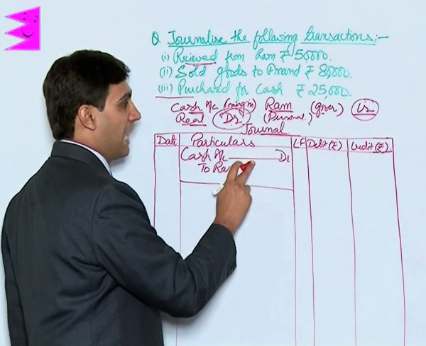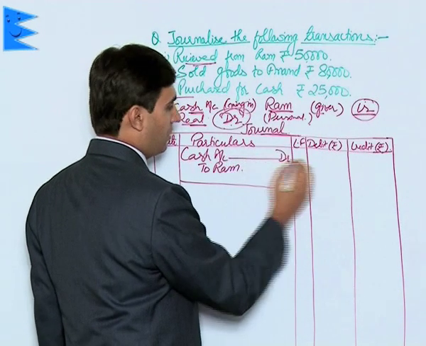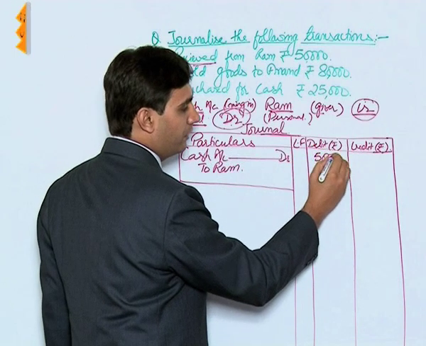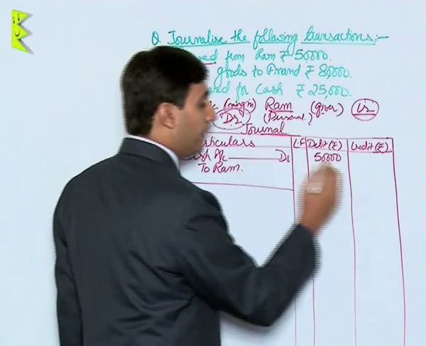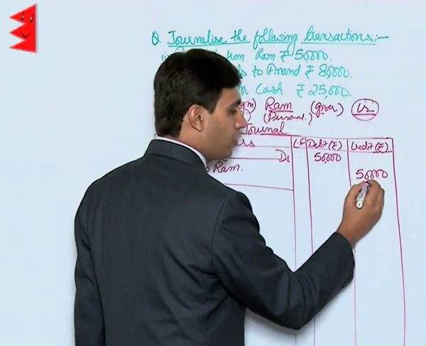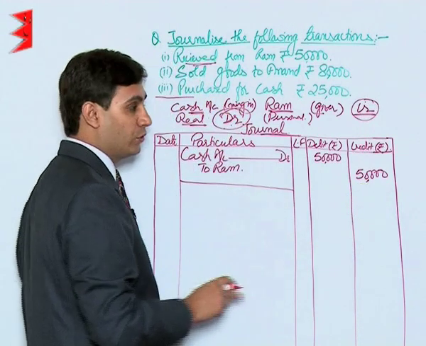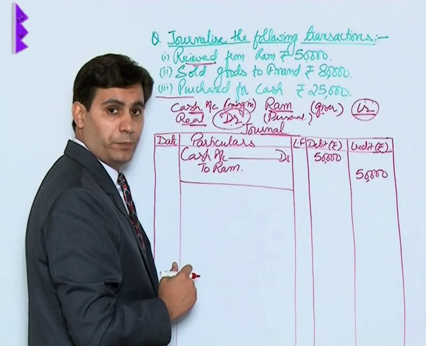Now students, cash account has been debited by rupees 50,000. So in front of cash account, in the debit column we will write 50,000, and in front of Ram, in the credit column we will write 50,000. We must make sure and verify also that the amount in the debit column is same as the amount in the credit column.